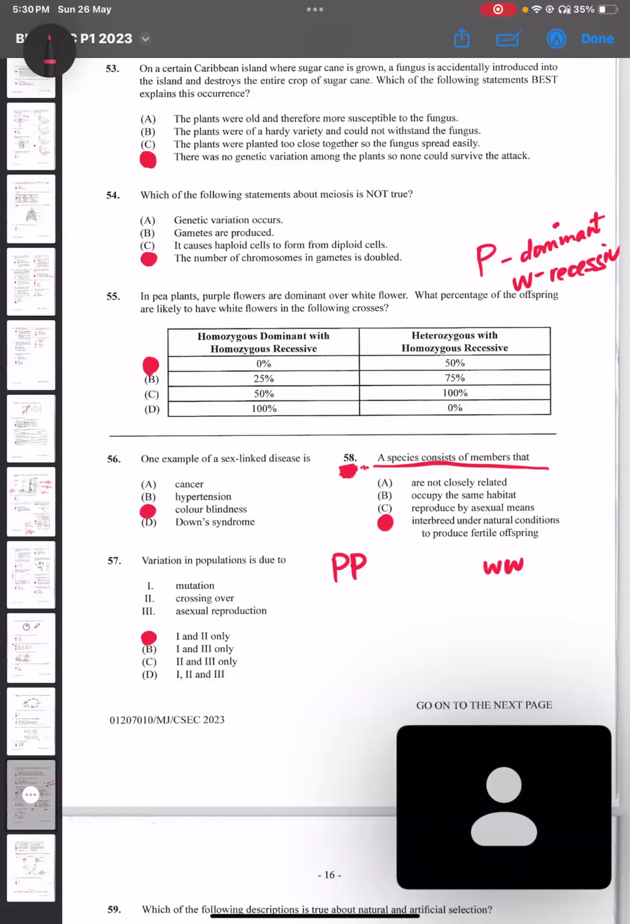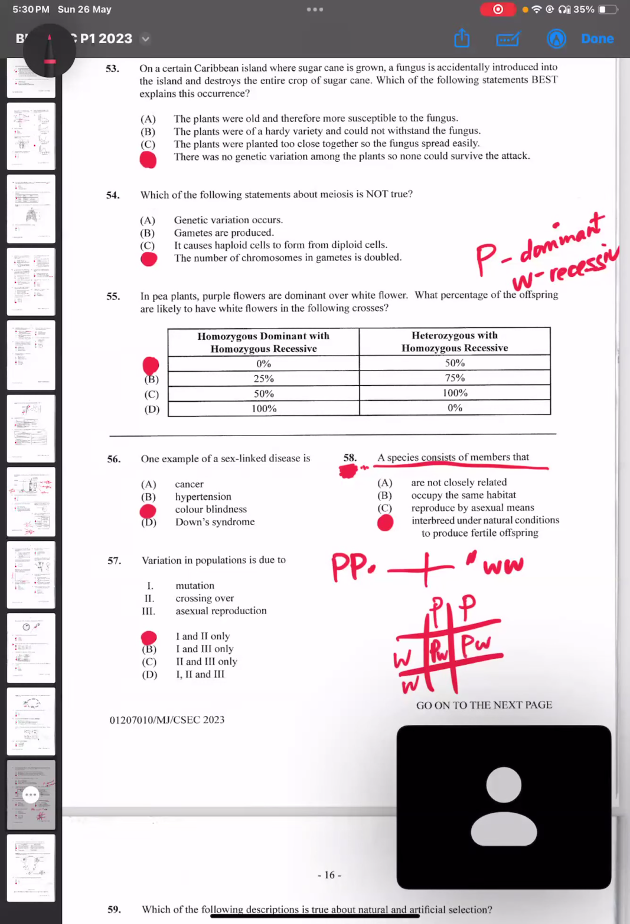So it's asking you if this organism and this organism come together and have children, what is the possibility for them to have offspring that have white flowers? So you would do your cross or your Punnett square, whichever one, and put their alleles inside of it, and then you would see what the outcome is.